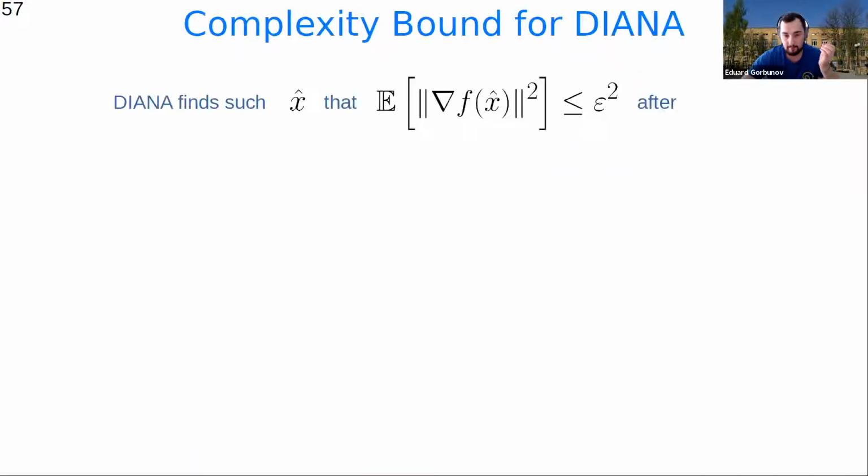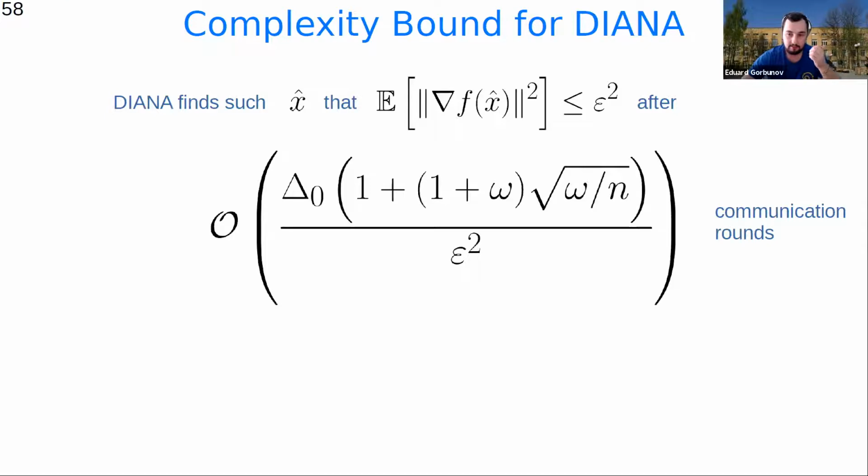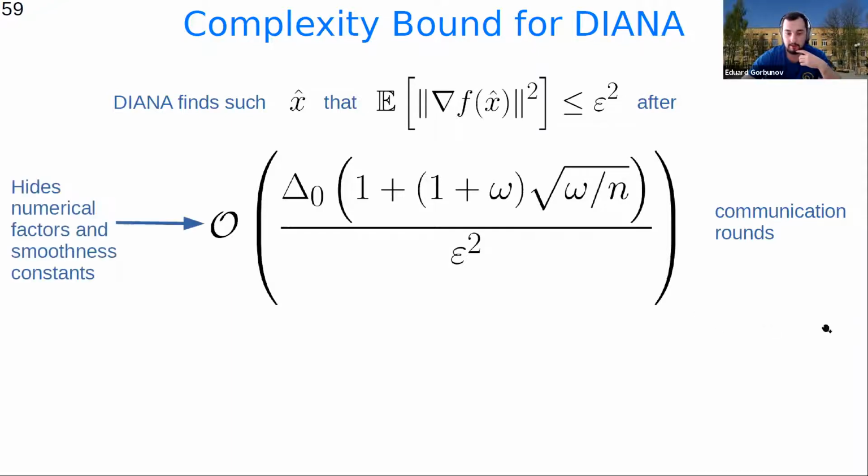And Diana converges faster. It means that it finds an epsilon-stationary point after this number of communication rounds. And clearly here, as before, capital O hides the smoothness constant. And here we have only epsilon to the power -2 dependence on epsilon, so on the accuracy of how small the norm of the gradient is.